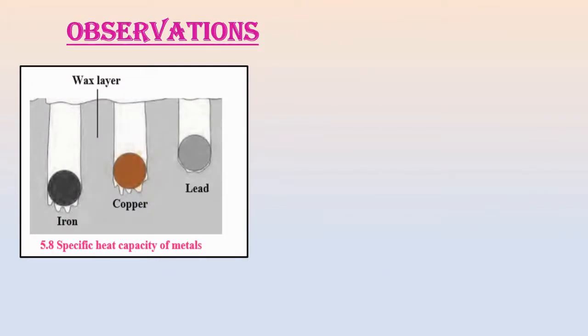So what are the observations of this experiment? In the figure, we see the specific heat capacity of the metals. I am marking the wax layer with red color. This is the wax layer, which is gray in color, and this is the first sphere which is of iron, the second one is of copper and the third one is of lead. We have put all these 3 spheres onto the thick wax layer.